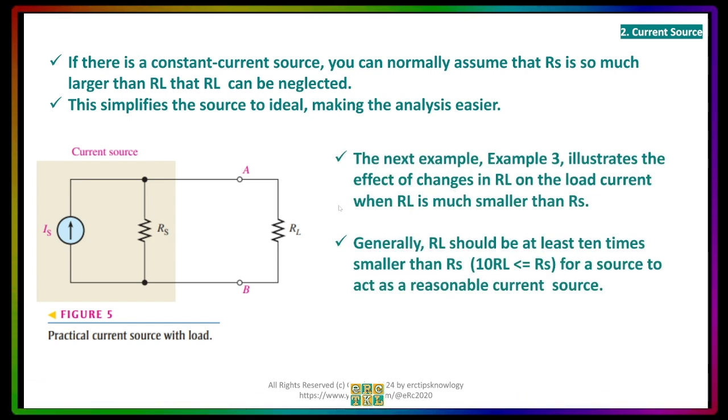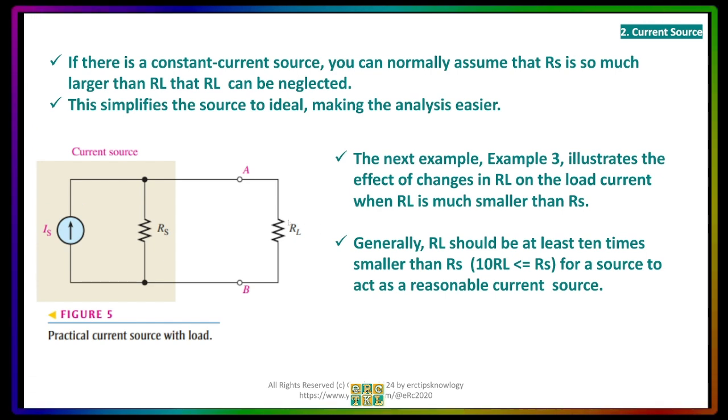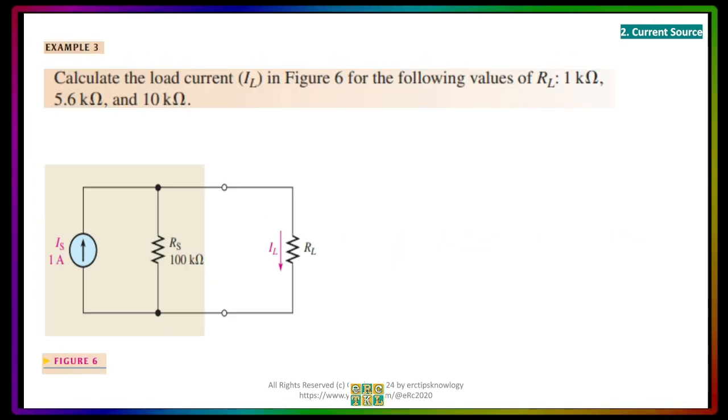Now, the next example, example 3, illustrates the effect of changes in RL on the load current when RL is much smaller than RS. Again, if RL is very, very small compared with RS, the current that RL will take will be large. Small resistance, big current. Generally, we have a rule that RL must be at least 10 times smaller compared with RS, so that the source will do its job as a reasonable or good current source. Now let's have an example.